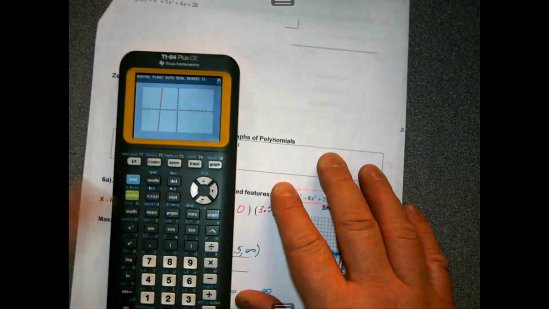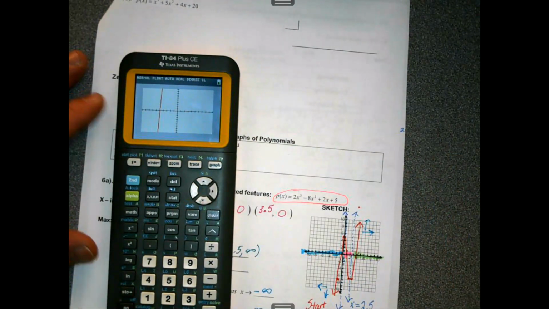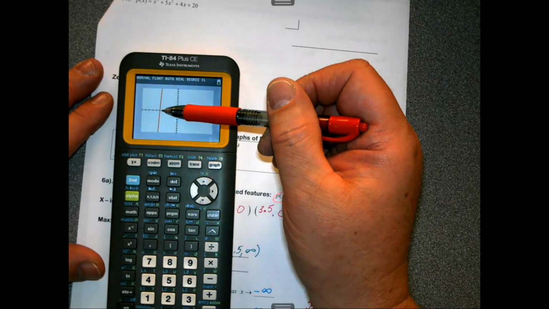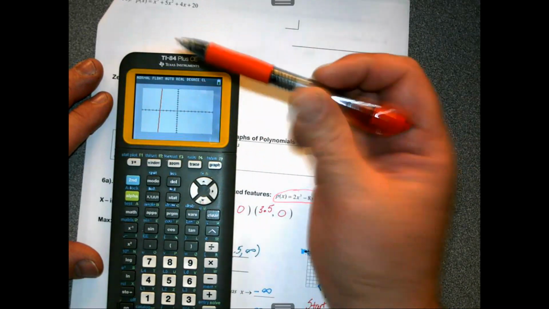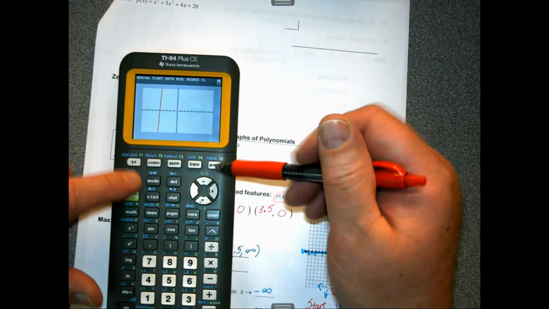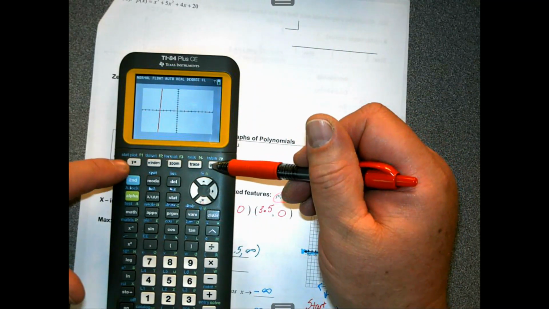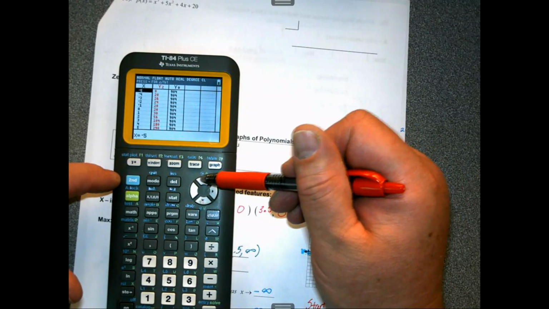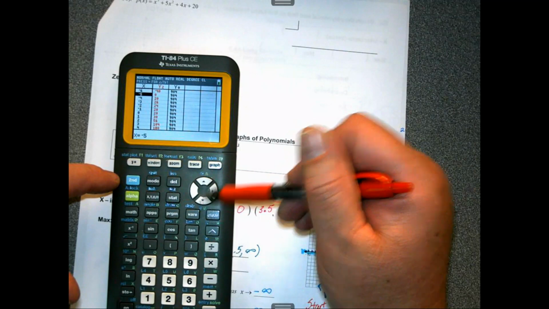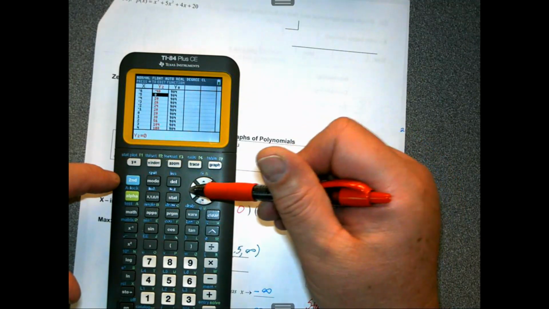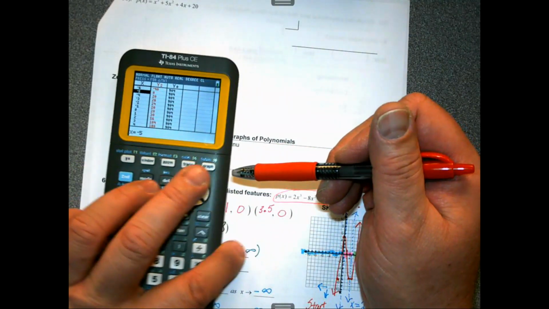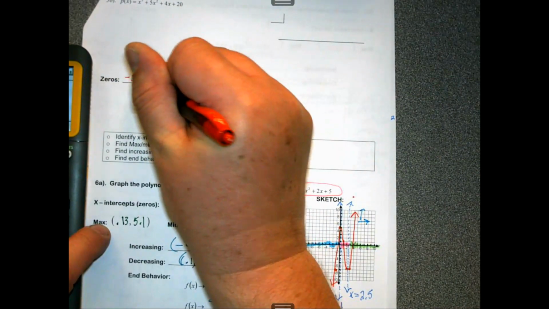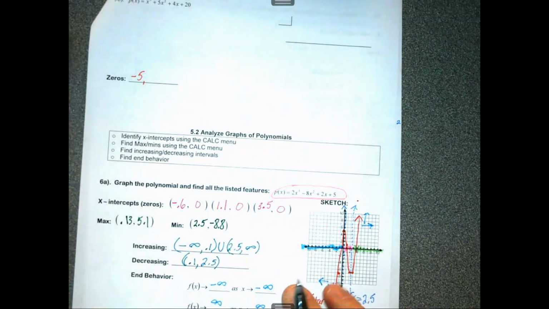So on this one, I know I have 1 real 0 because it crosses my x-axis once. And hopefully I can find it easily on my chart. I'm looking for a y value. There it is right there. A y value is 0. That means I have an x intercept at -5. That's one of my zeros. Which is telling me, what are my other two solutions?